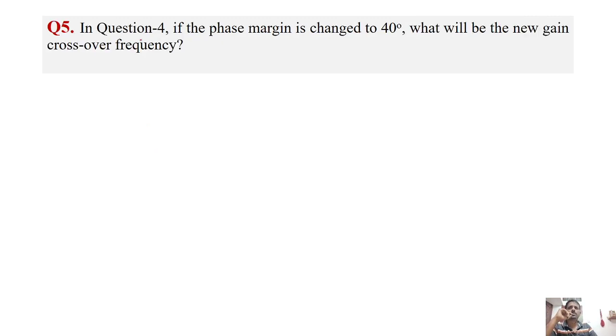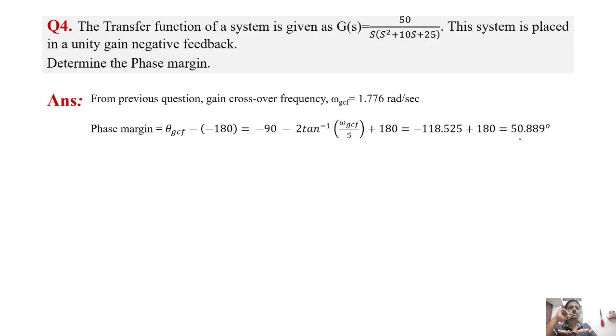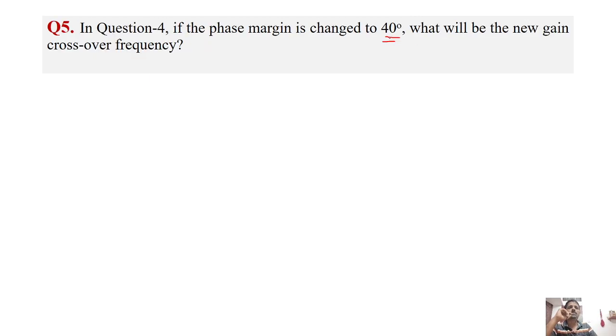Question 5 is again related to question 4. In question 4, if the phase margin is changed to 40 degrees, the phase margin is changed. We got the phase margin as 50.889 in the previous question. The question is, we need to change the phase margin to 40 degrees. So what will be the new gain crossover frequency?